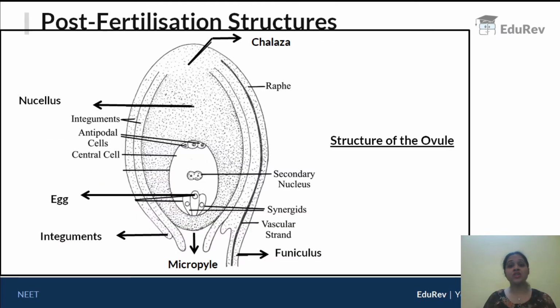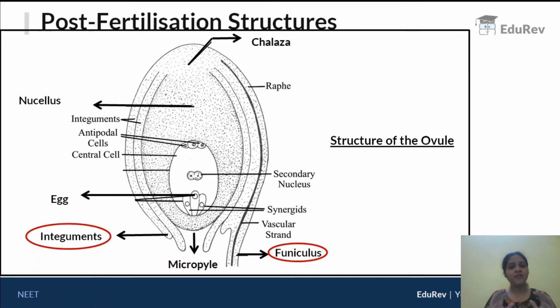Now to understand the structure of the seed, we must revise the structure of the ovule, because the various parts of the ovule are converted into various parts of the seed. For example, the funiculus was meant to be an attachment point between the ovule and the placenta of the ovary. However, once fertilization takes place, that same funiculus will hold the seed inside the fruit. So it will give the seed a position in the fruit.